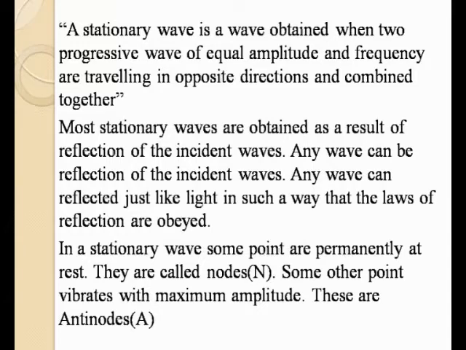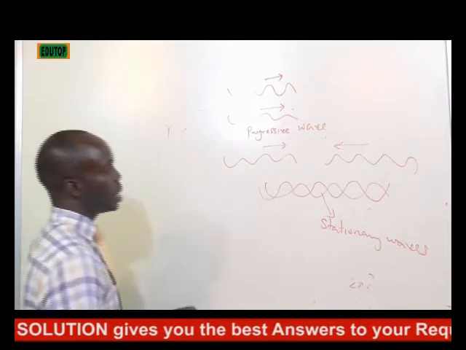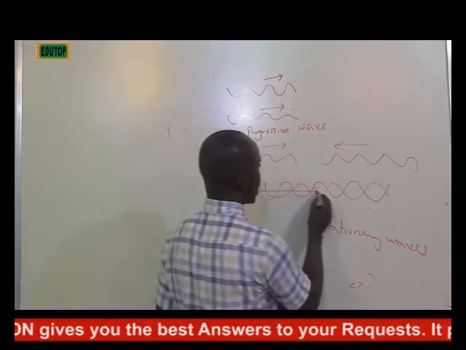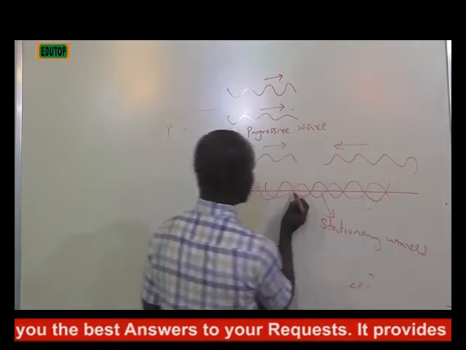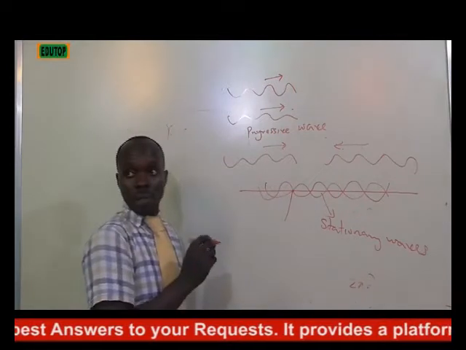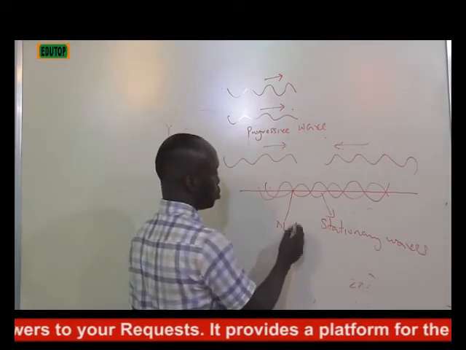They are called the nodes. Some other points vibrate with maximum amplitude. These are called your antinodes. You can see it from the initial diagram. These points where they meet, if you draw a straight line here, from that point we have it as your node.